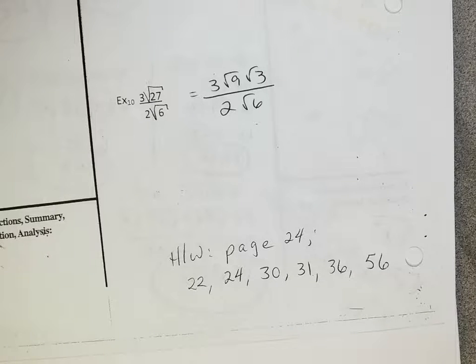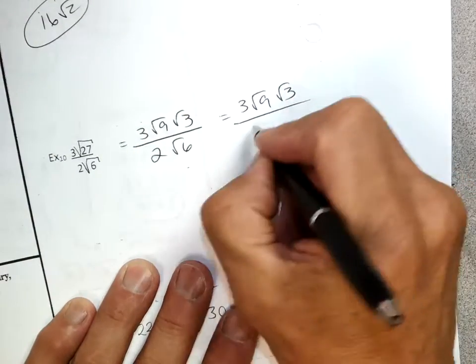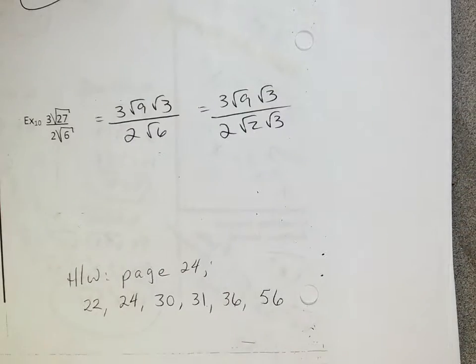What if you made this square root of 2 times square root of 3? How would that help you? Well, I'll write it down. If you can't see it, you're going to go, okay, wait a minute, Mr. Davies, I think I can do this. 3 square root of 9 square root of 3 over 2 times the square root of 2 square root of 3. Hey, what do you think now?